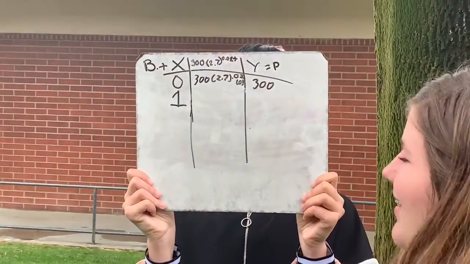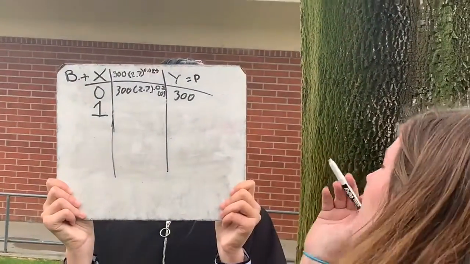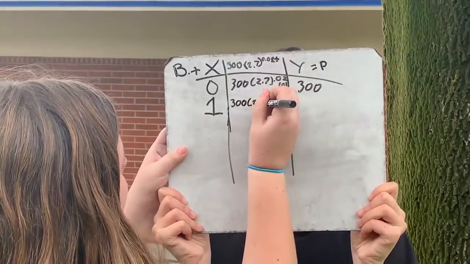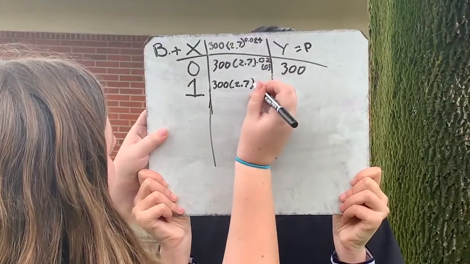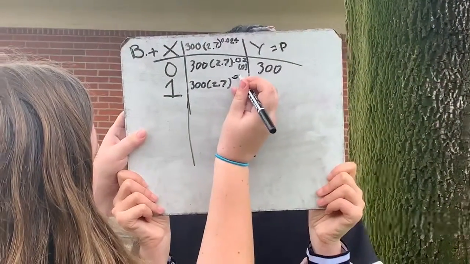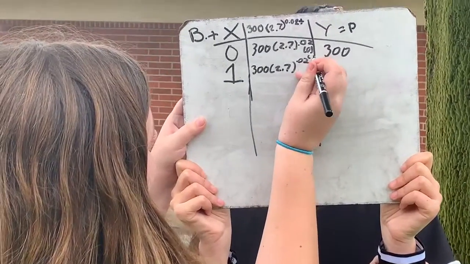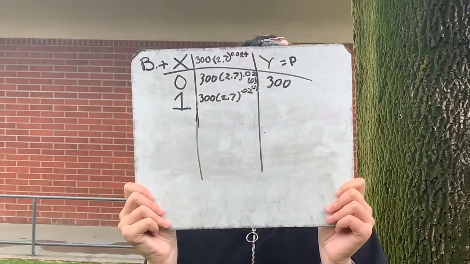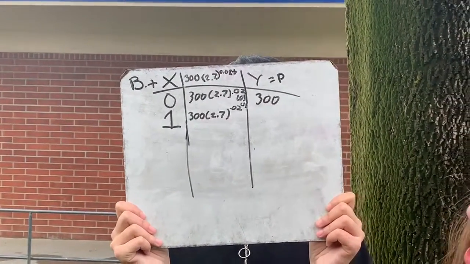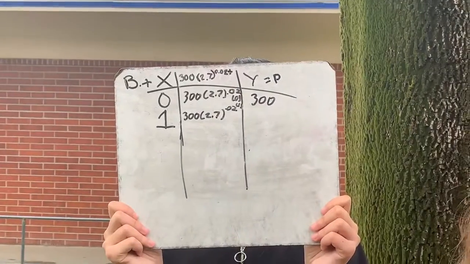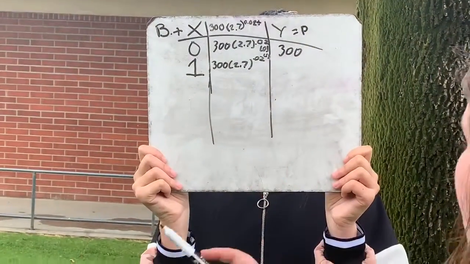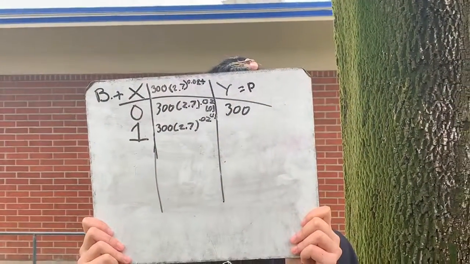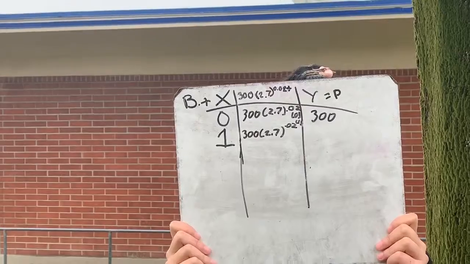So then our next domain value is we're going to do 1, so we have to substitute that in for 300 times 2.7 to the 0.02 power times 1. So then we're going to do 1 times 0.02, which is going to be 0.02. So then we just solve the regular problem of 300 times 2.7 to the 0.02 power, which will give us approximately 306.